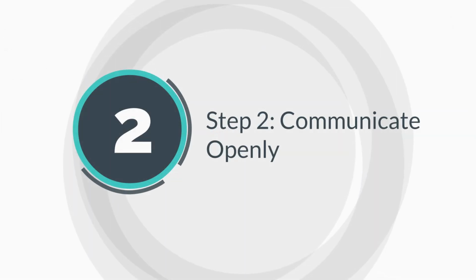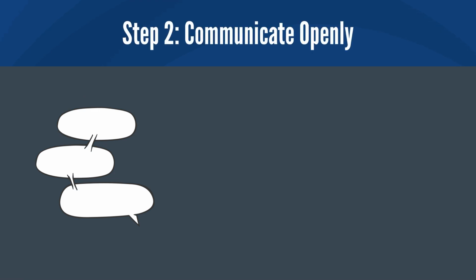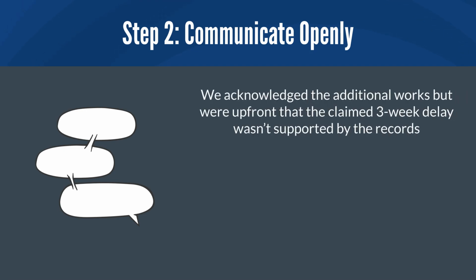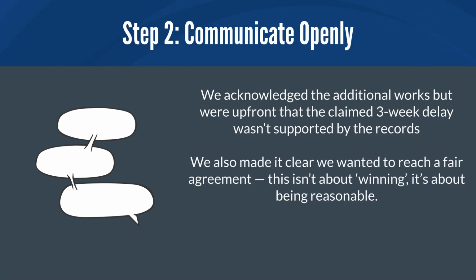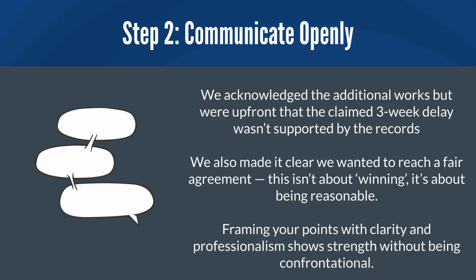Step 2. Communicate openly. The way we communicate is often overlooked. People have an idea or a point they want to convey. However, when they start talking, it comes out as a jumbled mess. Go in with a clear narrative. In this case, we acknowledged the additional works, but were upfront that the claimed 3-week delay wasn't supported by the records. We also made it clear that we wanted to reach a fair agreement. This isn't about winning, it's about being reasonable. Framing your points with clarity and professionalism shows strength without being confrontational.